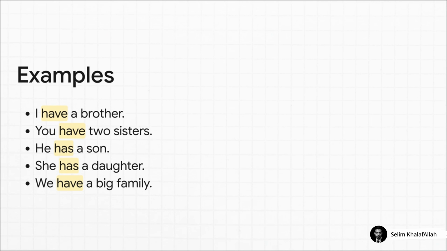Let's see how that rule works in some real sentences. It makes so much more sense this way. For example, I have a brother. But notice the change here. He has a son. We use has because the subject is he. The same exact logic applies to she. She has a daughter. See? It all depends on who you're talking about.